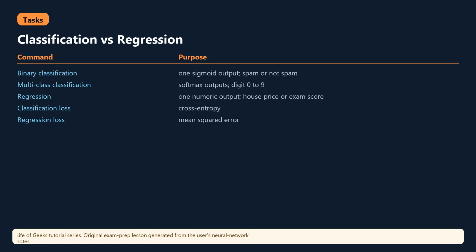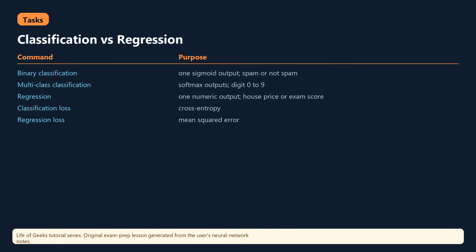Neural networks can be used for both classification and regression. Classification predicts a category. Binary classification has two classes, such as spam or not spam. A binary classifier often uses one output neuron with sigmoid activation and binary cross-entropy loss. Multi-class classification predicts one of several classes, such as handwritten digit 0 through 9. It often uses softmax output with one neuron per class and categorical cross-entropy loss.